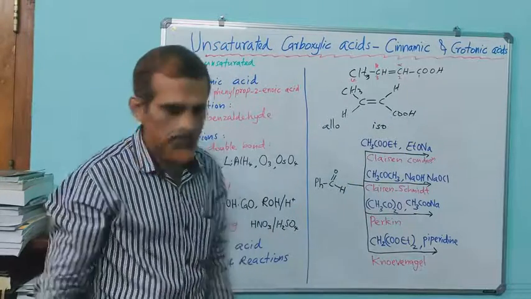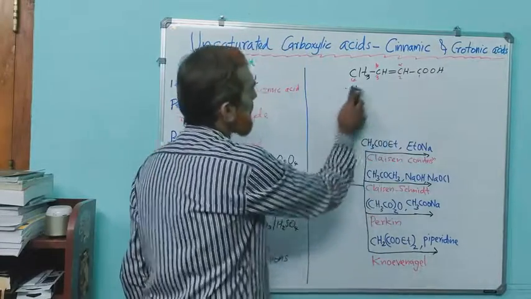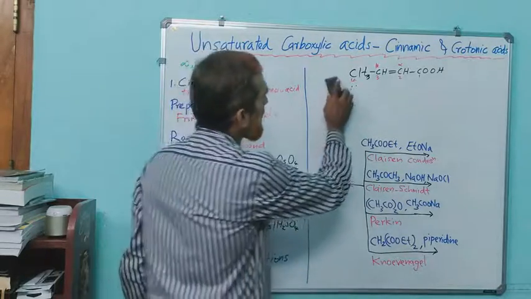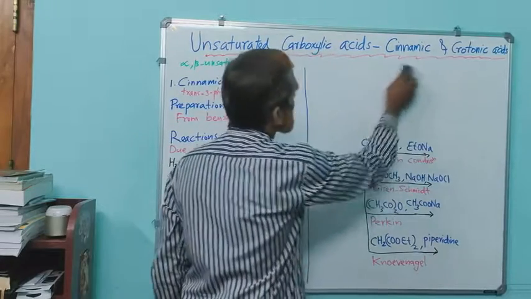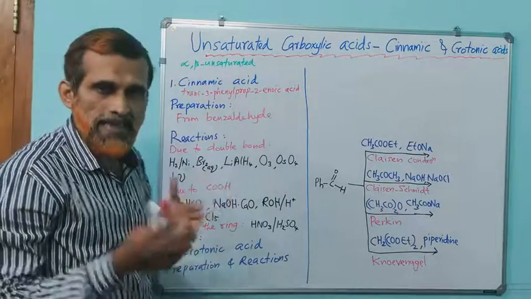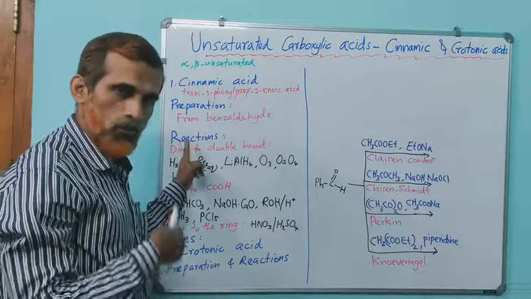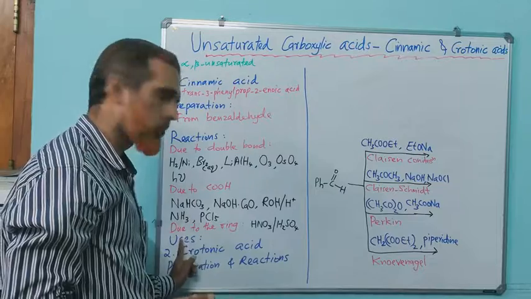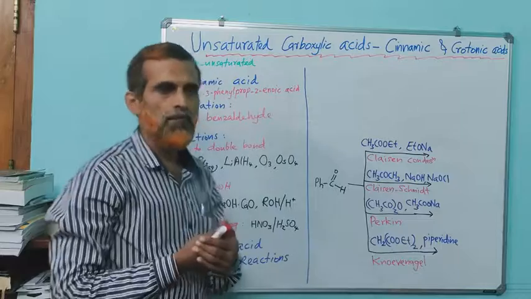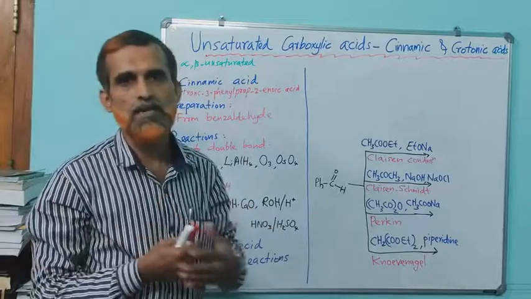Now regarding the source, cinnamic acid is found in balsam and resins, that is the sap of trees, whereas crotonic acid is rich in carrot. We go to the detailed discussion of cinnamic acid, right? Like preparation, properties or chemical reactions, and also uses. And crotonic acid goes in a similar fashion. Once you learn the chemistry of cinnamic acid, crotonic acid is just a duplication.